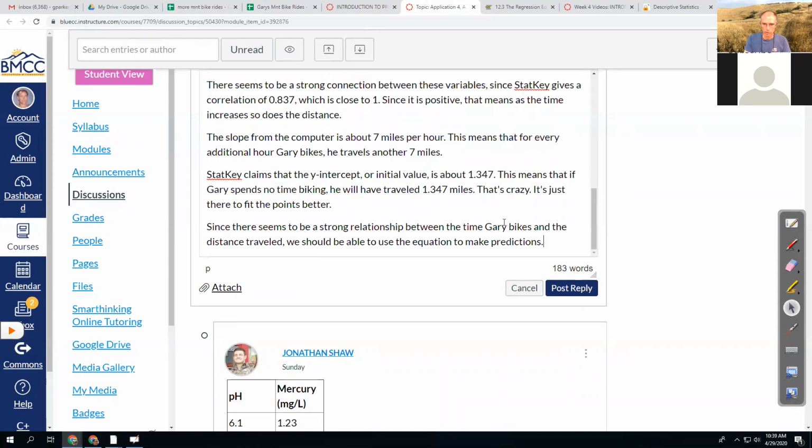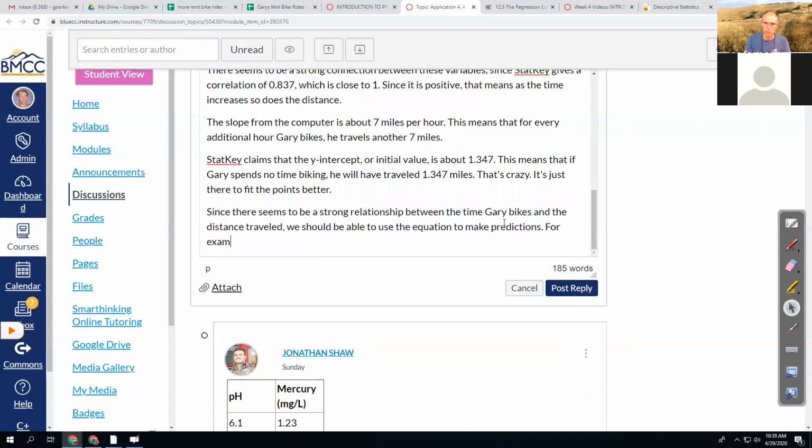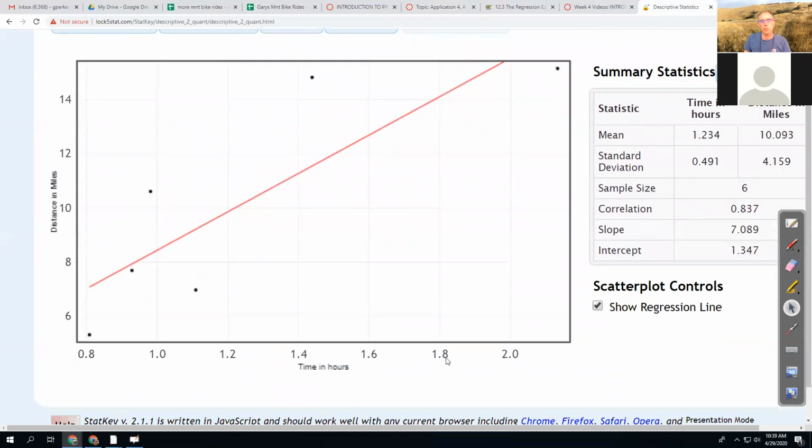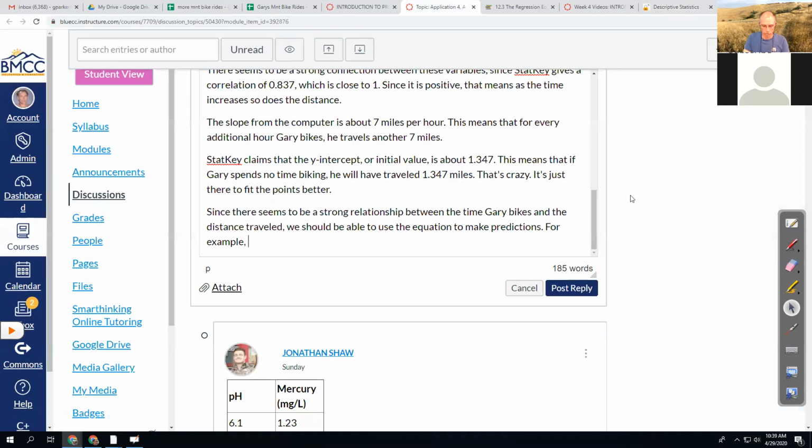Okay, for example, let's pick a number that's not in there. So a number that's not in there would be like, he did kind of 1.5 there, maybe 1 hour and 45 minutes isn't in there. So Gary biked one.